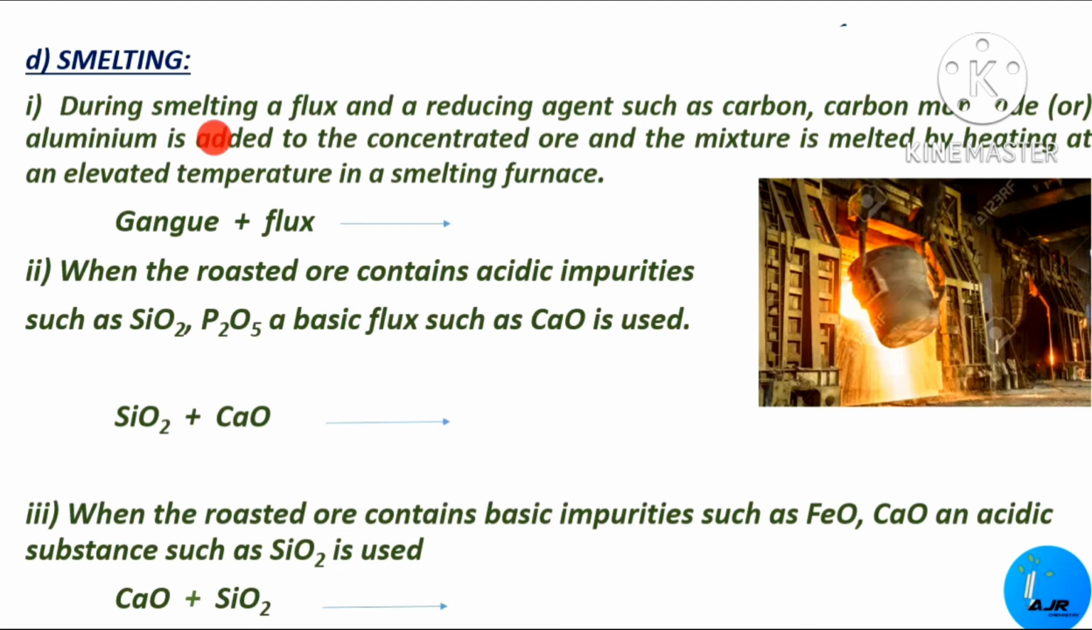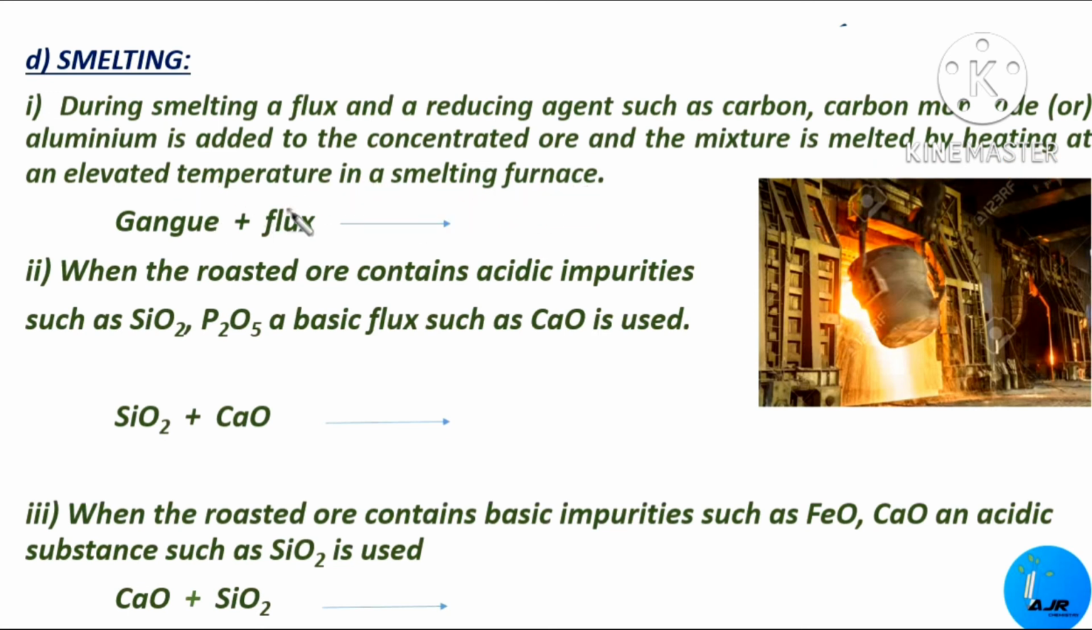During smelting, a flux and a reducing agent such as carbon, carbon monoxide or aluminum are added to the concentrated ore, and the mixture is melted by heating at an elevated temperature in a smelting furnace. See, this is the smelting furnace.